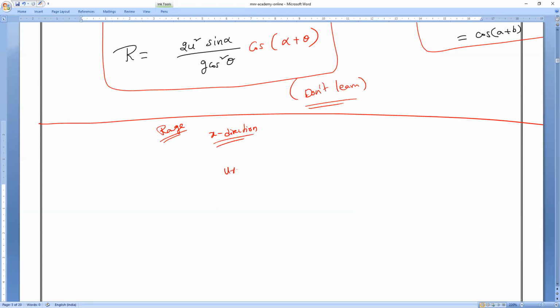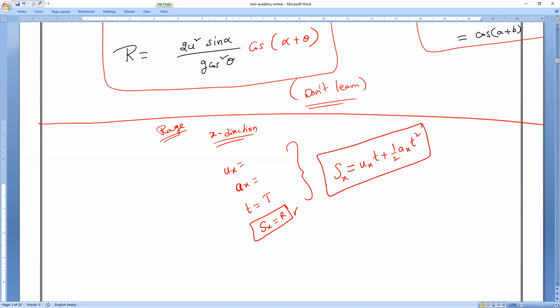In the X direction, you need to know Ux, the initial velocity, and you need to know ax, and we know the total time of flight. Displacement in the X direction is equal to what, guys? R. As usual, which equation can you apply? ut plus half at square. Apply this equation, you will get the range. Clear, everybody? So if you want to find the range on inclined surfaces or whatever it is, just apply this one. Okay?